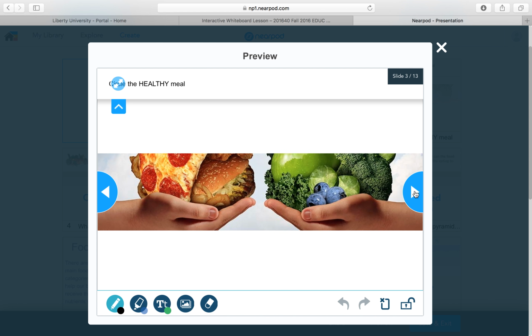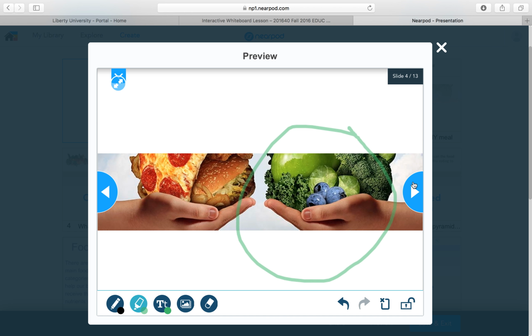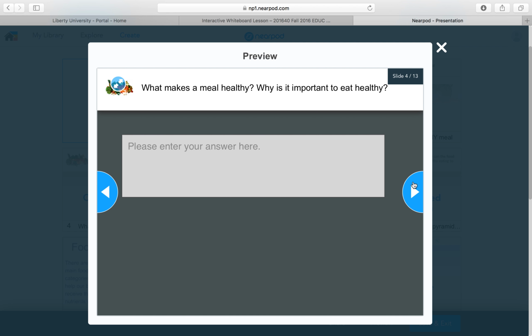Next, as a pre-assessment, this is a really fun Draw It activity. The students are going to circle which meal they think is healthy, and then those will all appear on the board. Then we have an open response question where the students can type out what they think is healthy. With 4th graders, it's fun to see what they interpret as healthy, if they really know what that means, and you can see a lot of what they're learning at home as well.